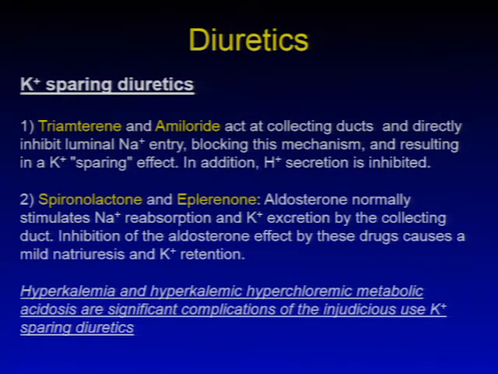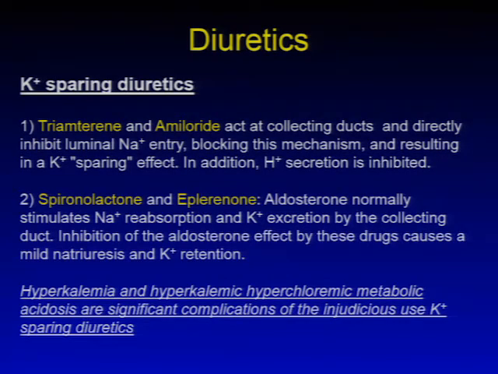Potassium-sparing diuretics are triamterene, amiloride, spironolactone, and eplerenone. Triamterene and amiloride act at the collecting ducts and directly inhibit luminal sodium entry, blocking this mechanism and resulting in potassium-sparing effects. In addition, H+ secretion is inhibited.